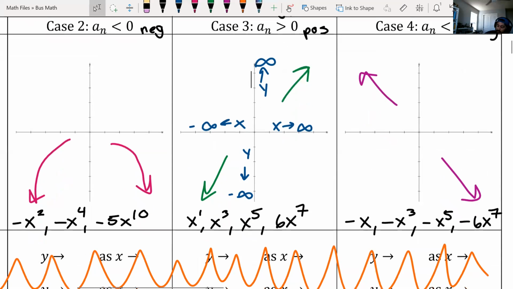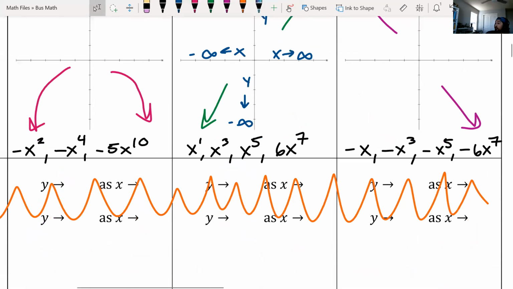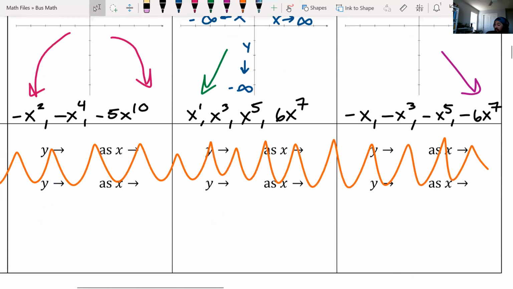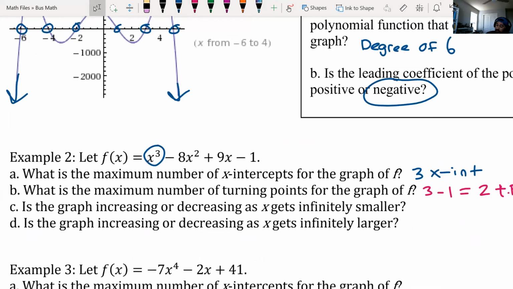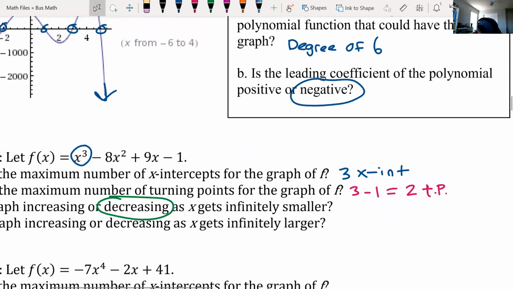Okay. So to answer this question, is the graph increasing or decreasing as x gets infinitely smaller? Well, we see from the chart above that as x went to negative infinity, your y values are going to negative infinity. So this means we decrease here. And then I can draw a little graph here to represent both of these answers.